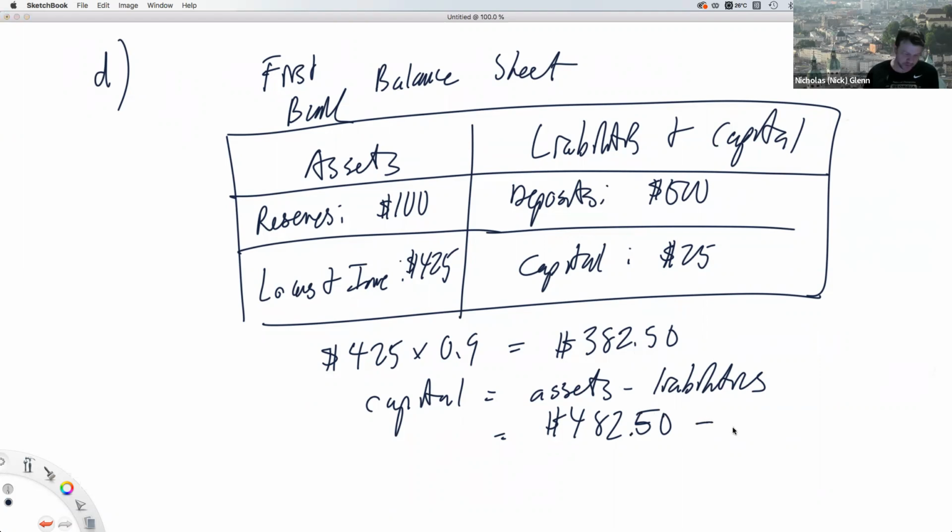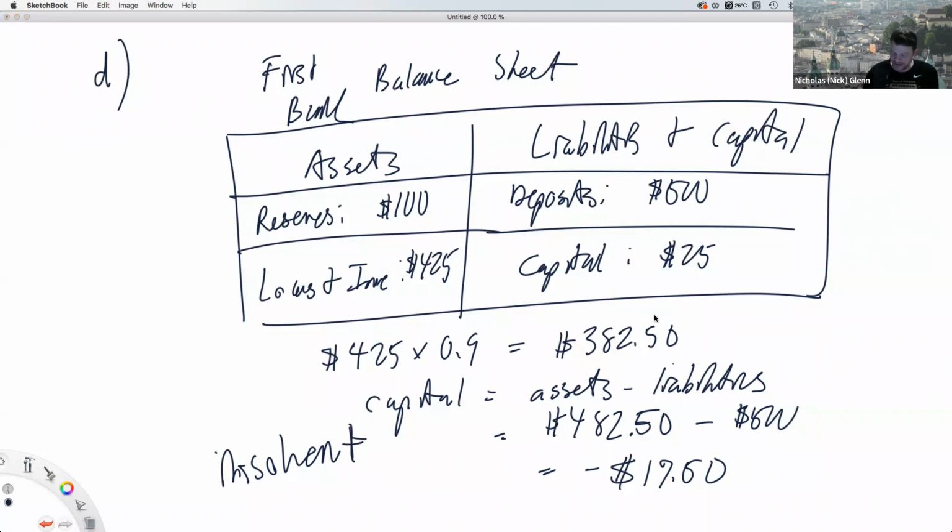What are the liabilities now? Liabilities are the deposits, and it's $500. So capital is actually going to be negative $17.50. The bank's in the red. They're insolvent at this point. All right, they're in trouble. They're either going to have to raise capital or they're going to go bankrupt. All right, so that's it for the fractional reserve banking.